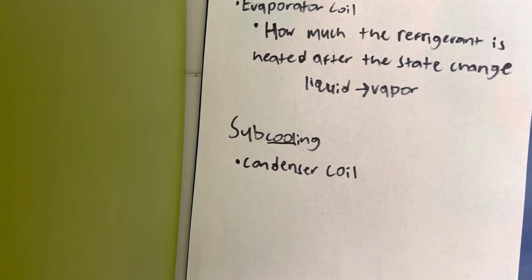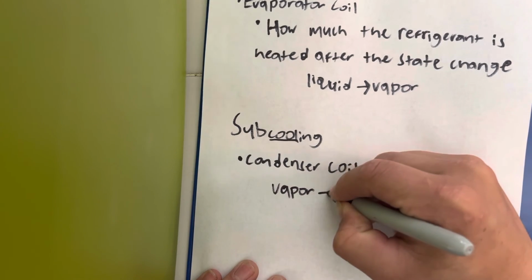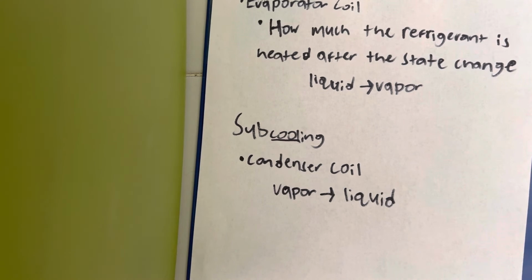It is about cooling. So this also has to deal with a state change, and the state change is going to be from a vapor to a liquid, like we talked about in our last video on the refrigeration cycle. So this subcooling is actually how much the refrigerant is cooled after the state change. So after that vapor is completely turned to a liquid, this is going to measure how much that refrigerant is cooled.